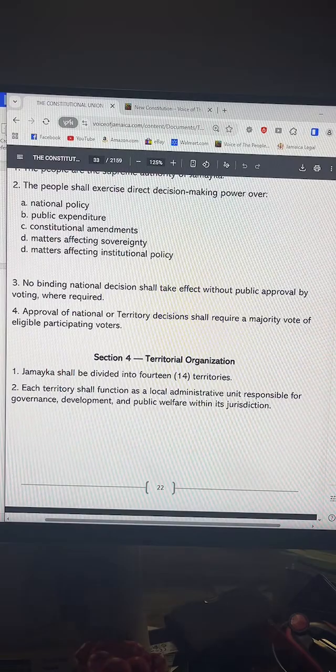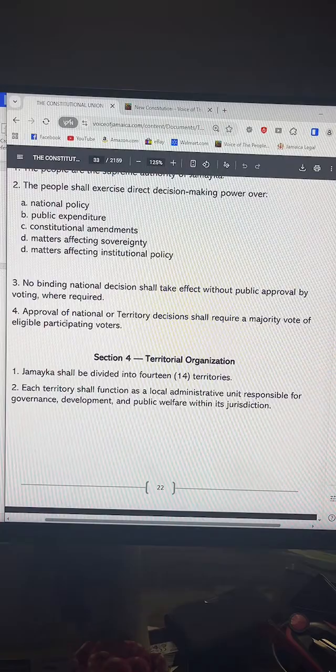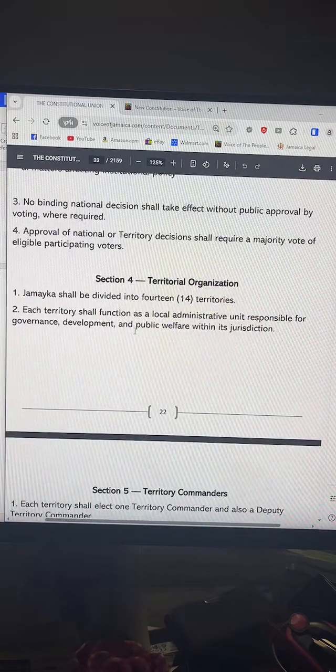So we go over that already. So approval of national and territory decision shall require a majority vote of eligible participating voters, right?